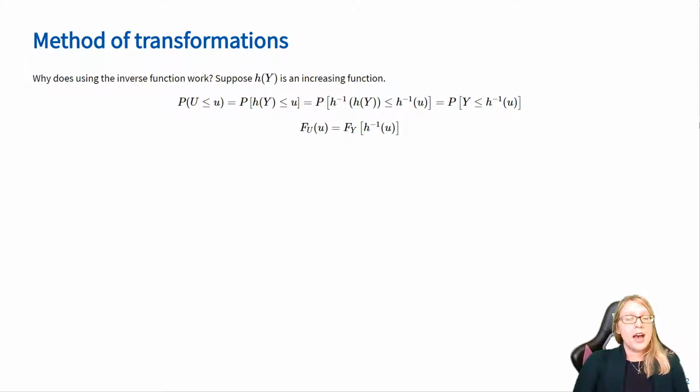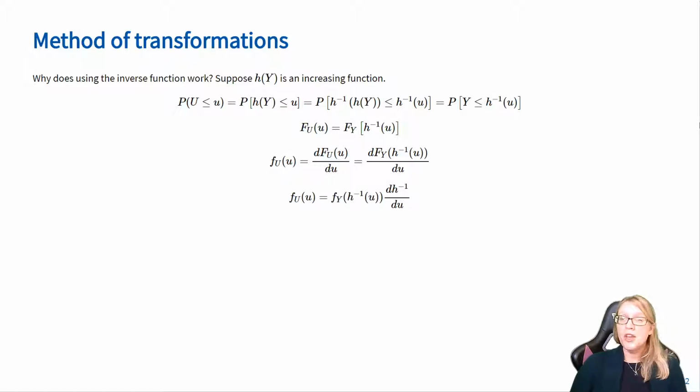Okay, so then that is our CDF of U, or the CDF of Y evaluated at the inverse function. In order to then find the PDF of U, we'll take the derivative. So it's the derivative of the CDF of Y evaluated at the inverse function with respect to u. So then by just applying the chain rule, we get that this is the PDF of Y evaluated at the inverse function times the derivative of the inverse itself.